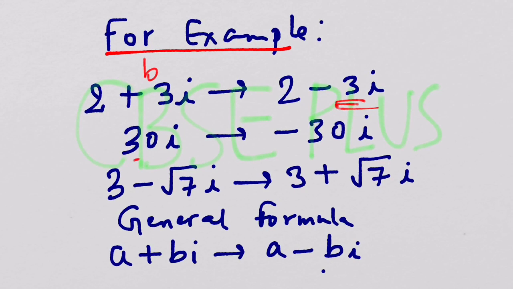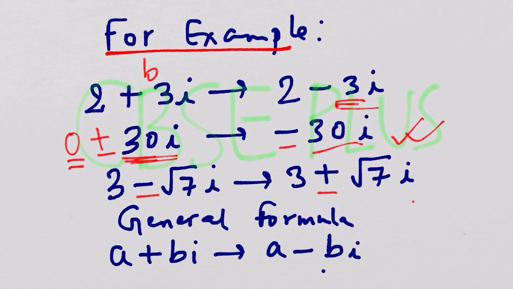So 30 iota, again 30 iota is actually 0 plus 30 iota, where 0 is the real part and 30 is the imaginary part. So we change the sign of the imaginary part, from positive to negative, and we get the conjugate of this complex number. 3 minus under root 7 iota, the conjugate of it will be 3 plus under root 7 iota. We change the minus sign to plus to make it a conjugate.